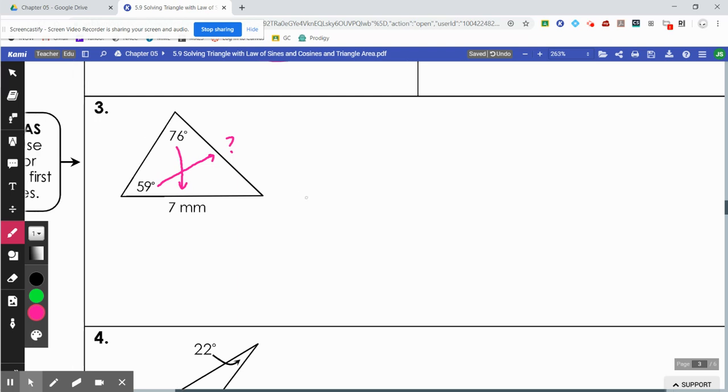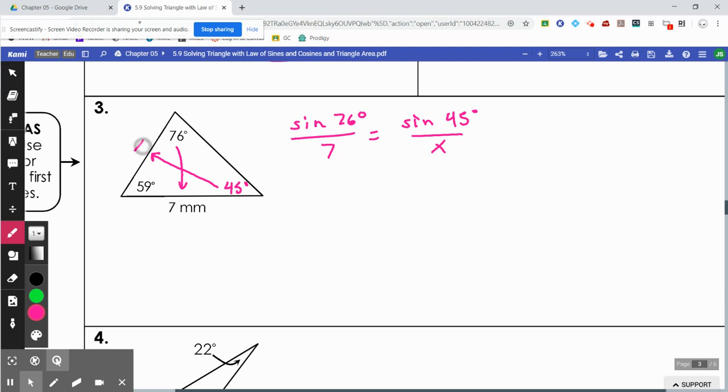So what I'm going to have to do is find this third angle. 59, 76, add them together, subtract from 180, and you get 45 degrees. So now if I can use that to find this side, then I will have a side-angle-side relationship. So let's do that. The sine of 76 over 7 is equal to the sine of 45 over, we'll call it x. And when you solve it, you get an x value of about 5.1.